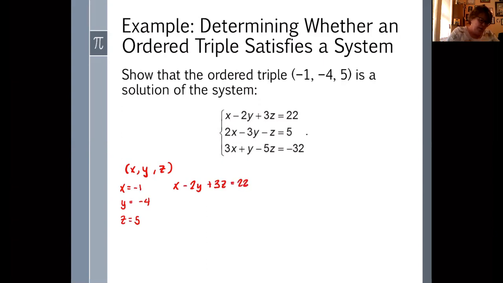So I'm going to replace x with -1, y with -4, and z with 5. Does that equal 22? All right, so I get -1, -2 times -4 is 8, plus 15. Is that equal to 22? Well, -1 plus 8 is 7, 7 plus 15 is 22. So it satisfies the first equation. Let's try the second.